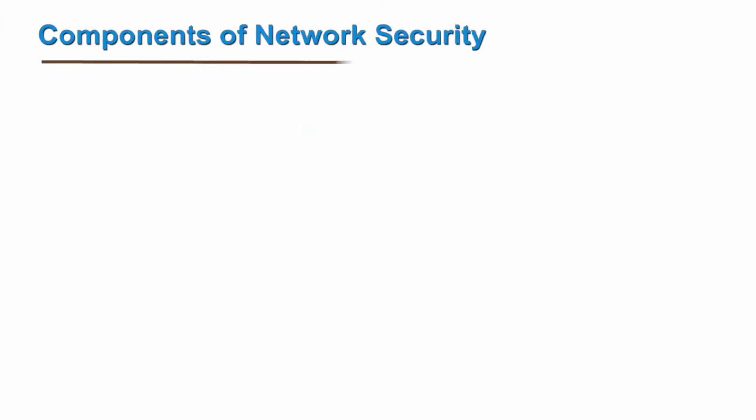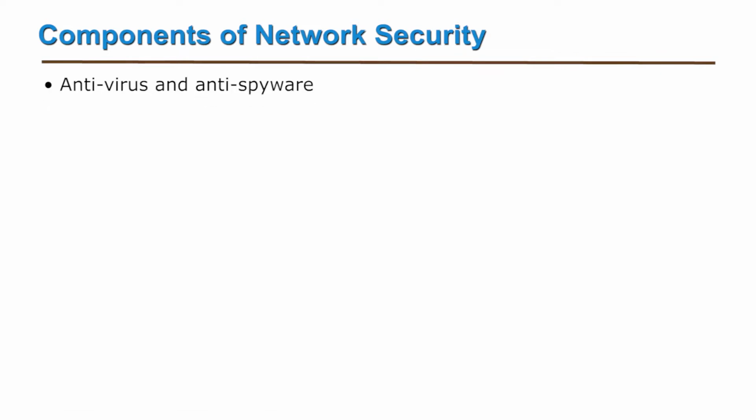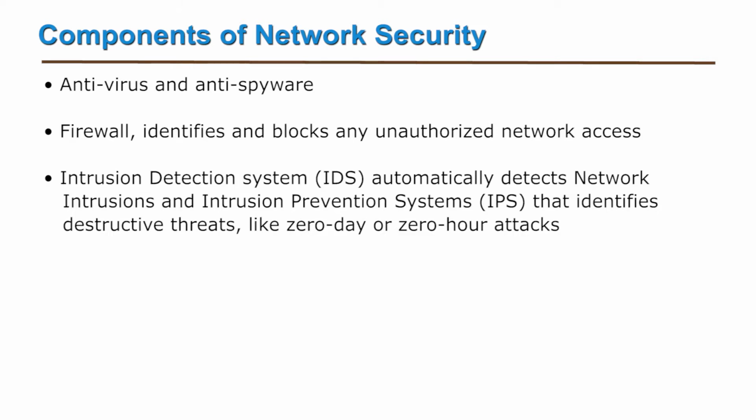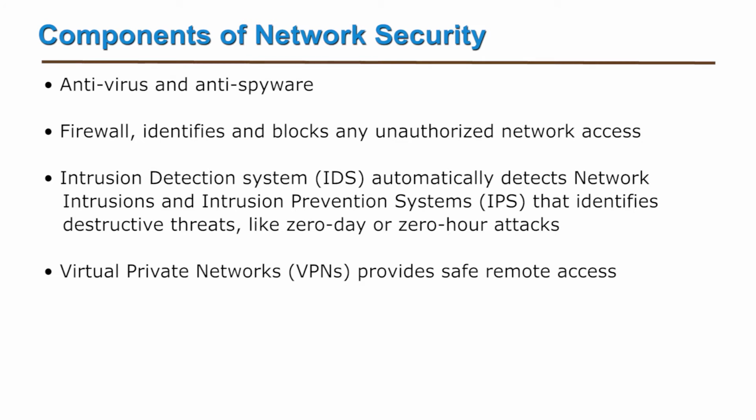There are certain network strategies that comprise the following components. They are antivirus and anti-spyware, firewall, which identifies and blocks any unauthorized network access, intrusion detection system, and intrusion prevention system. Intrusion detection systems automatically detect the network intrusions, and the intrusion prevention systems identify the destructive threats like zero-day attacks or zero-hour attacks, and finally the virtual private networks, which provide safe remote access.